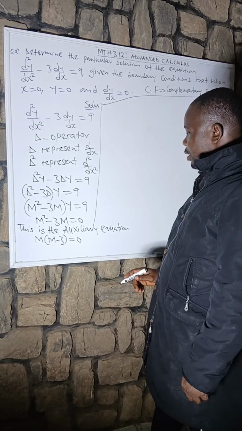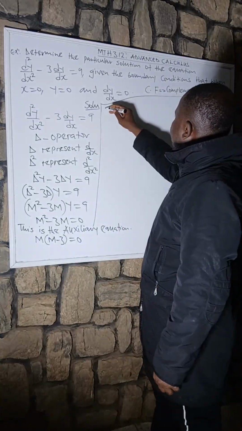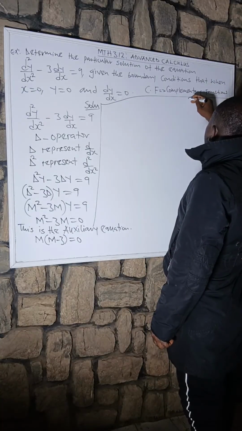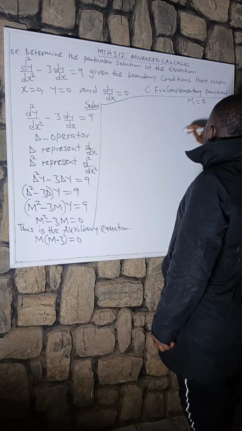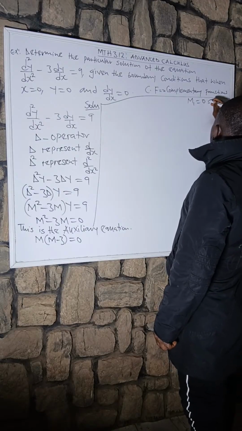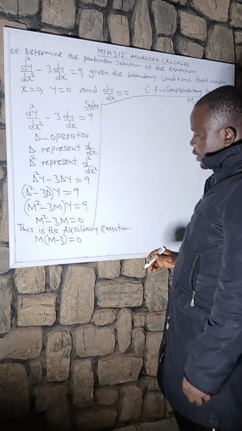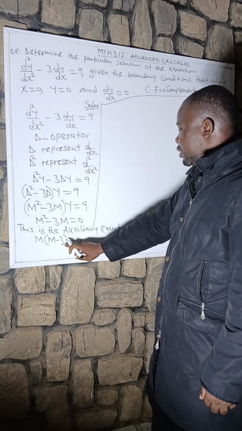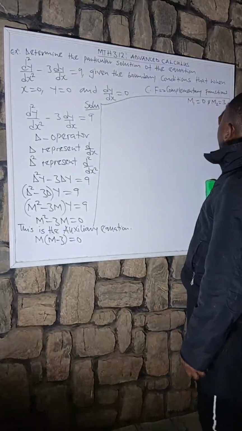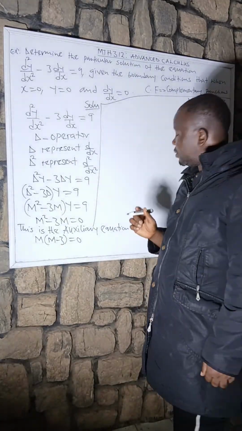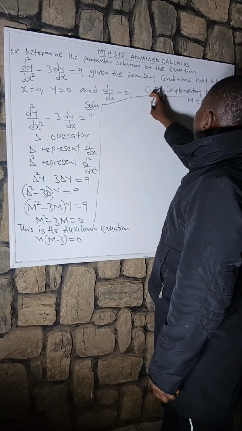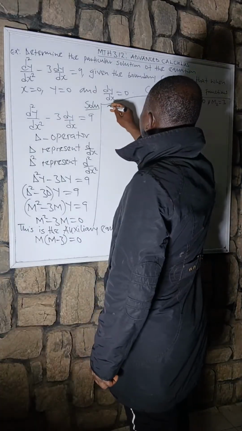So it means we can now write that our m1 is equal to 0 and m2 equals to plus 3. Two of us. If this equals to 0, then m minus 3 equals to 0, which is m2 is equal to what? 3, right? Okay.